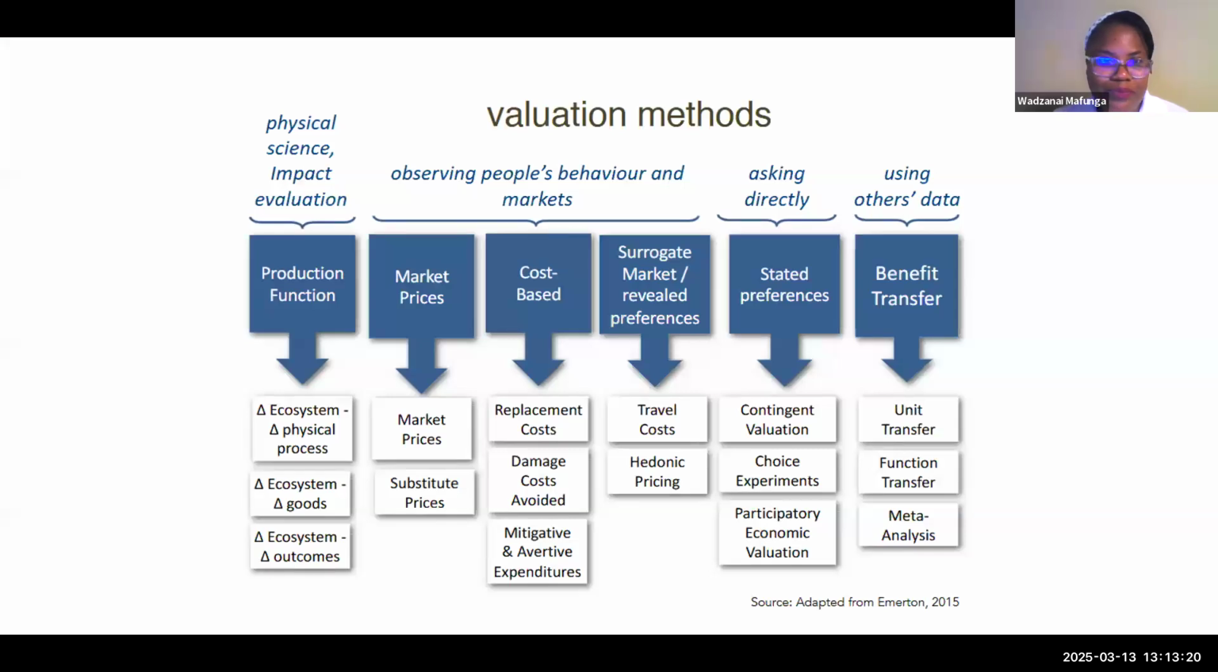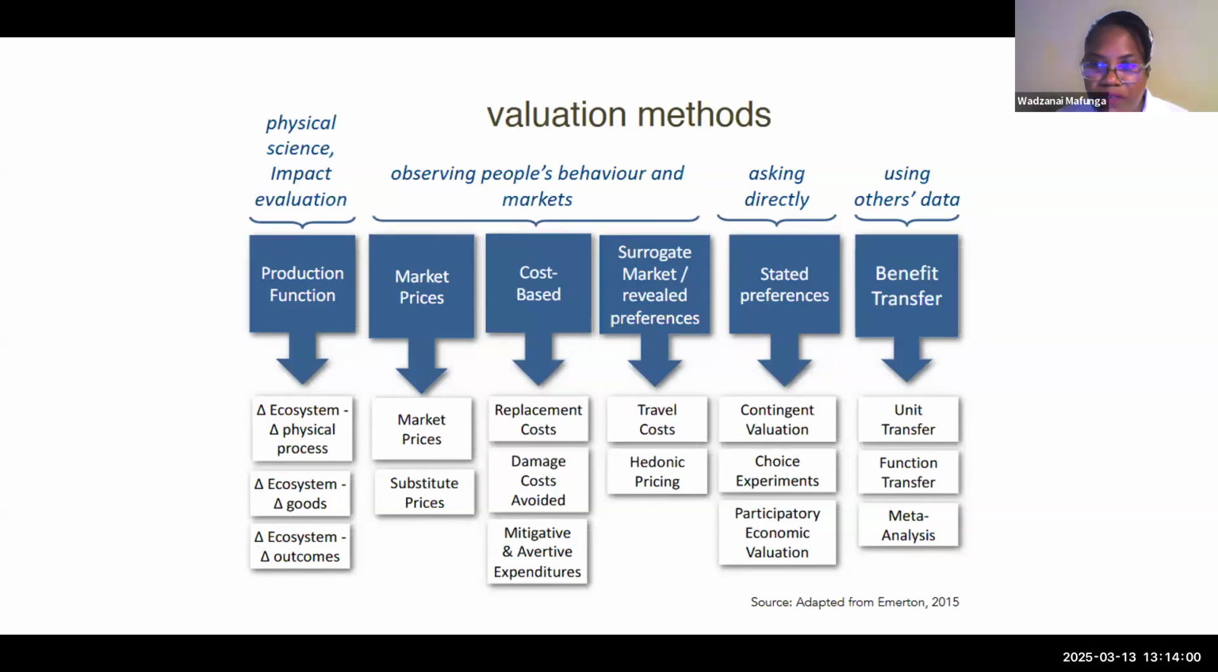Okay, so this slide, I hope I'm not overwhelming you with it. I'm going to try and break it down in a very simple way. It's an overview of the different valuation methods that we use. I'm going to specifically focus on a few that we use more often, and the methods are broadly categorized into four. So we have the production function, we also have market-based methods, and then those where we use the method of asking people questions directly. And then the last one is what we call a benefit transfer.